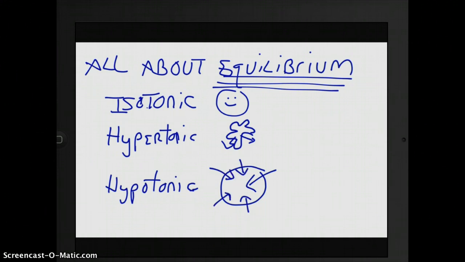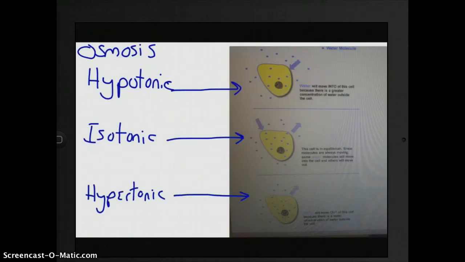We will discuss this further in class. Osmosis is the diffusion of water. There are three situations. The first, talked about, is isotonic. This is when a cell is in equilibrium. There's an equal number of particles of water inside and outside, so water is moving in at the same time it's moving out. This cell is happy.